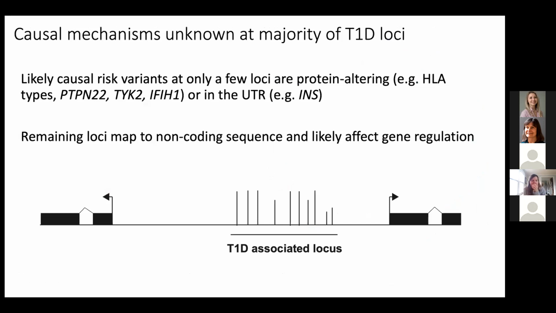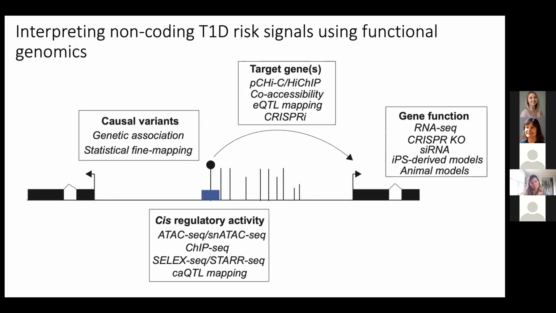A large reason for this is that most of the loci are non-coding. There's a handful of loci that contain protein altering variants, so the HLA types, genes like PTPN22, TYK2, IFIH1, many genes that again have been known for quite a long time in type 1 diabetes, or one particular example of a UTR variant for the insulin gene. But beyond that, most loci are non-coding and likely affect gene regulation, and so interpreting these variants and how they function is quite a challenge.